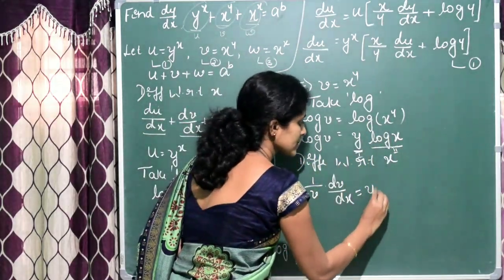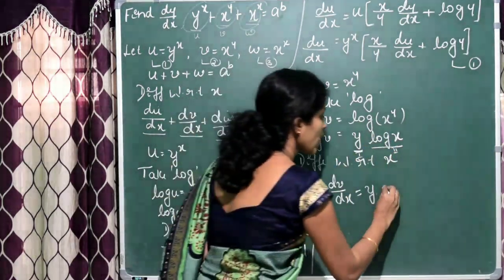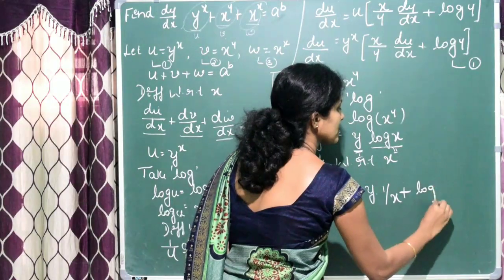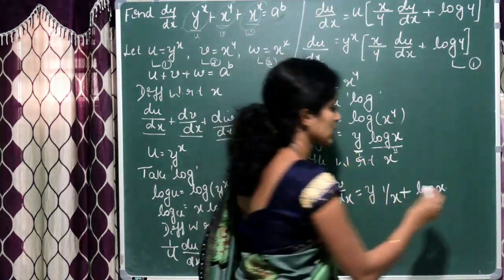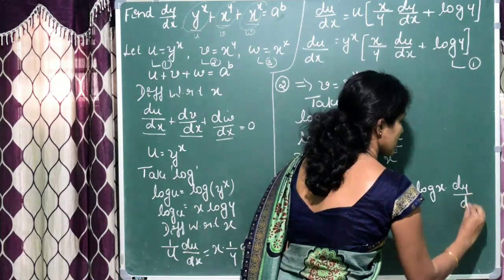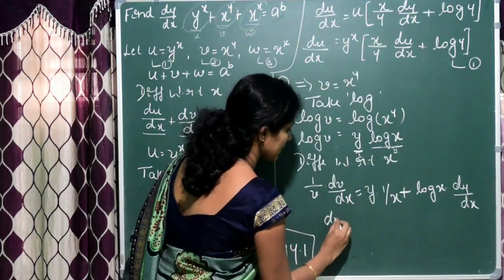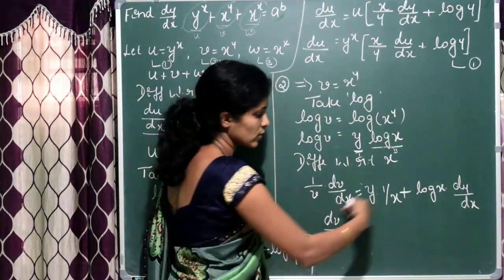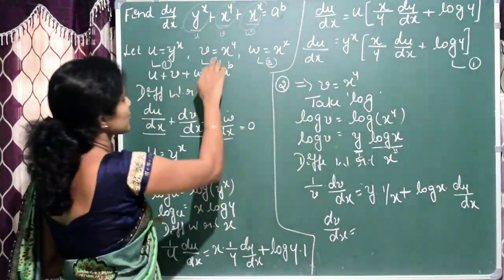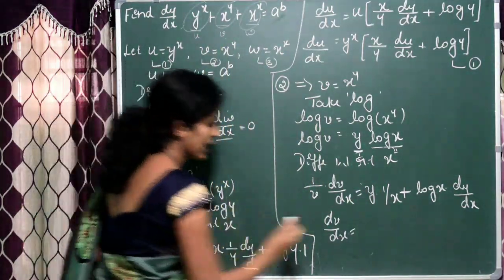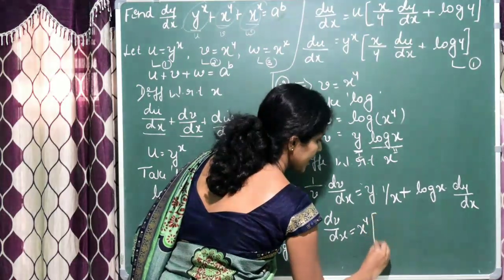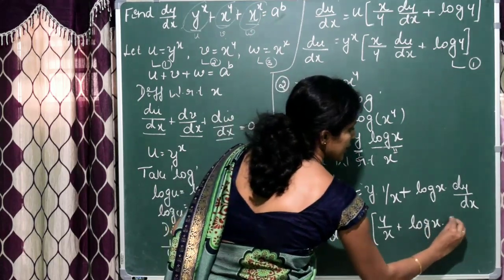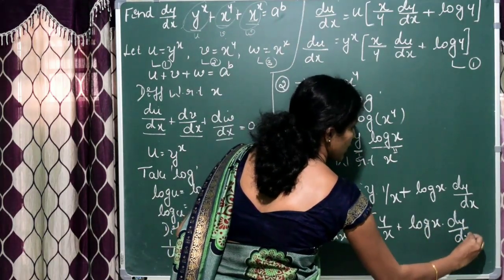Y I write as it is, the derivative of log x will be 1 by x, plus we'll keep log x as it is, right? Log x is as it is, and the derivative of y with respect to x will be dy by dx. Finally we write this as dv by dx is equal to v. Is it clear? So 1 by v is there, and when it goes here this will be v into, so directly I will substitute the value of v as x to the power y. I hope you understood this one. So x to the power y into y by x plus log x into dy by dx. I hope you understood till here.